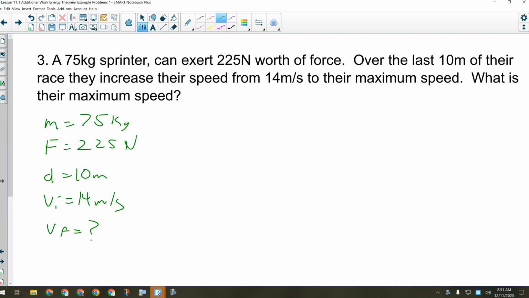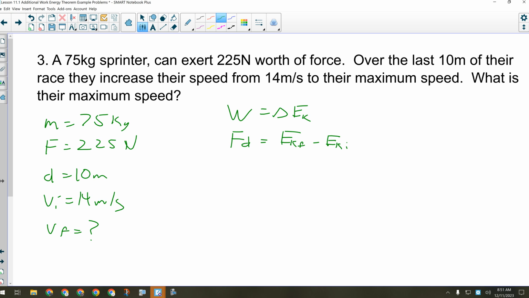All right, so is work being done? What kind of energy is it changing? Kinetic. All right, so work is a change in kinetic energy, which is going to mean force times distance, since I have both of those numbers, equals EK final minus EK initial. Now what I'm looking for is final speed, which would be part of which one of those terms?